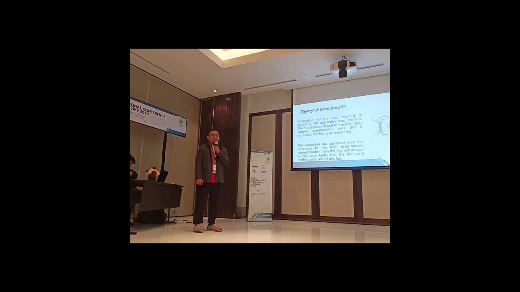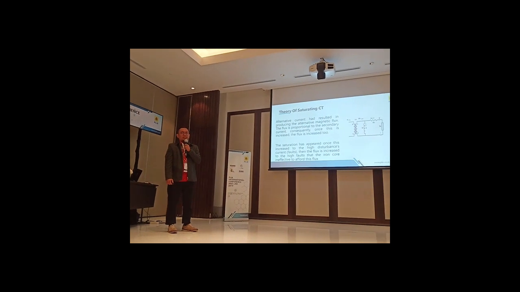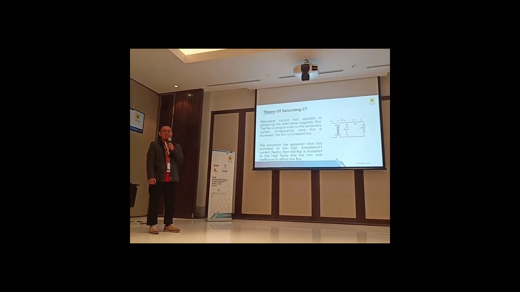It's a simple theory of the current transformer. There are many types; some of them are instrument current transformers. The function is to transform from the primary side to the secondary side. There is a moment when saturation happens on CTs. Saturation appears when the disturbance current increases to a high fault current that the iron core cannot afford, so it makes saturation.